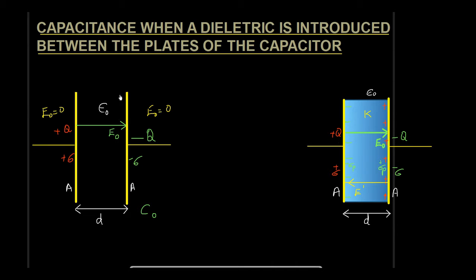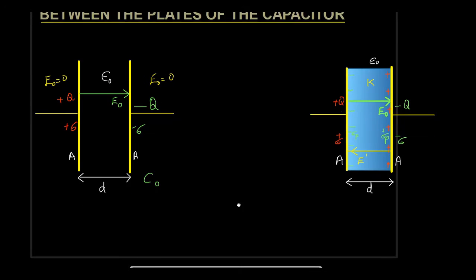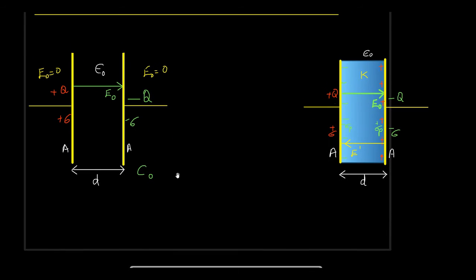In between the parallel plates there will be a uniform electric field E0, whereas electric field is 0 outside the plates. The system is kept in vacuum medium or free space having absolute permittivity epsilon naught.